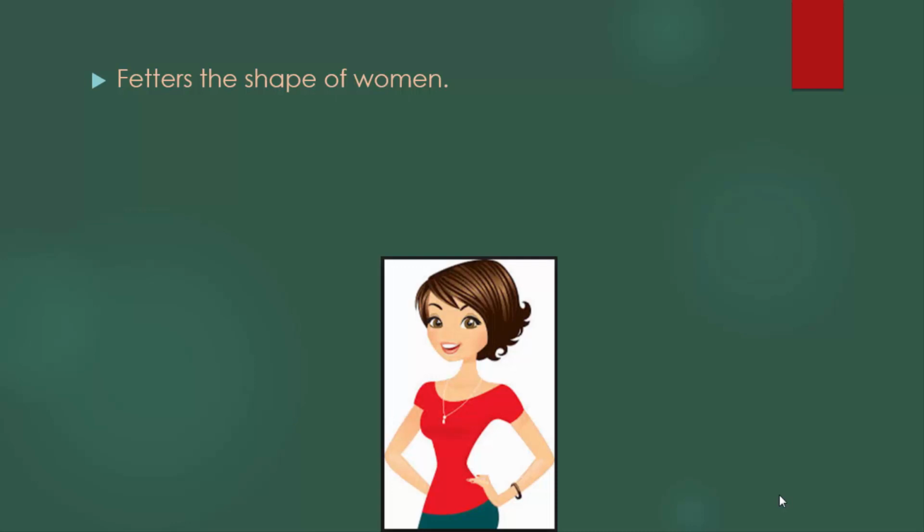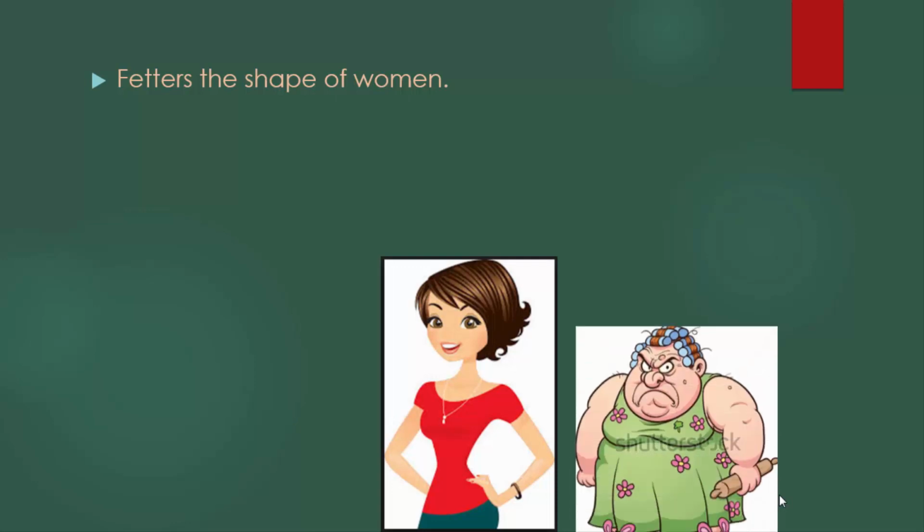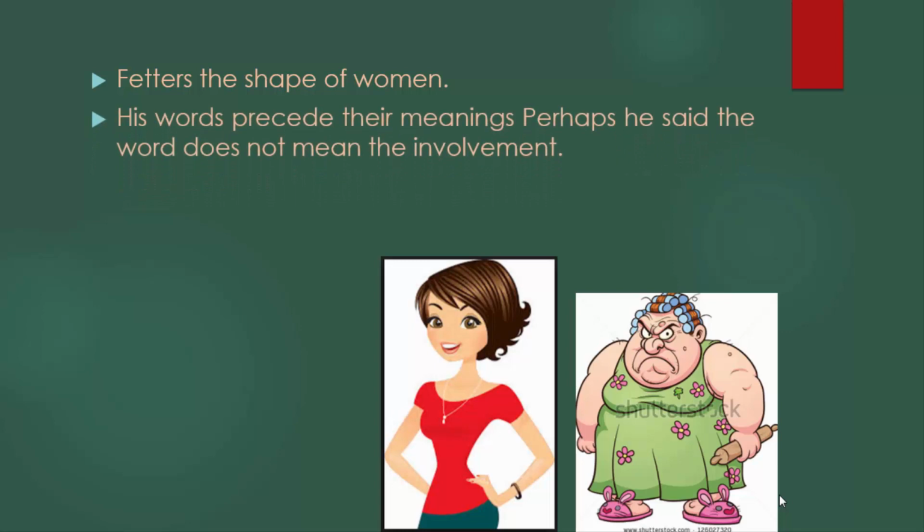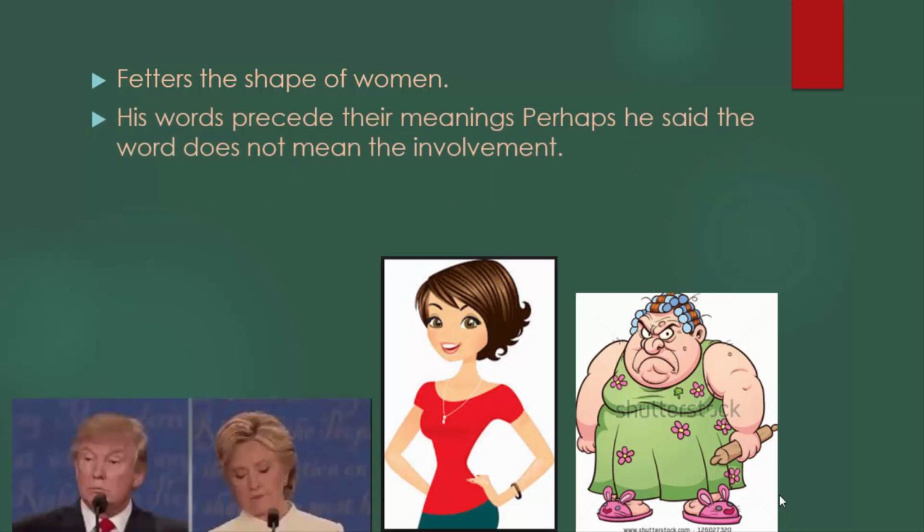Why? Because they always focus on the shape of their women. They always treat them like objects. They don't deal with their minds or their thinking. They always criticize their shape and their clothes. And if they see a woman like this, I will tell you, oh my God, look at this Michelin woman. So his words precede their meanings, okay?